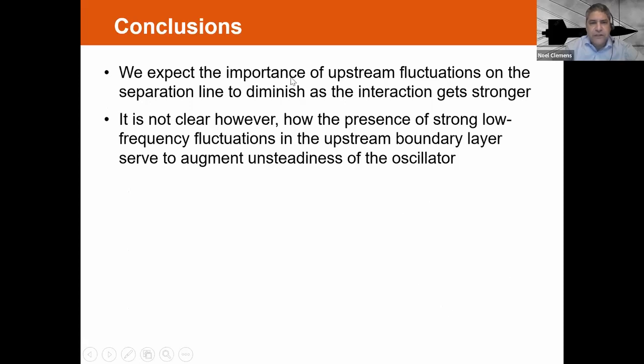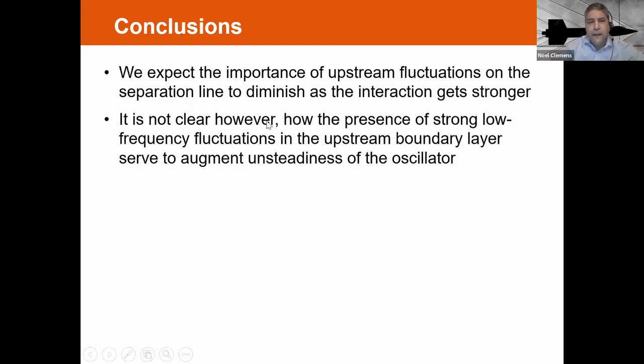And I will say that we do expect the importance of upstream fluctuations on the separation line to diminish as the interaction gets stronger. That's because the velocity fluctuations don't change, but the pressure required to overcome the momentum changes becomes larger, and at some point it's just not going to be able to push that flow around.